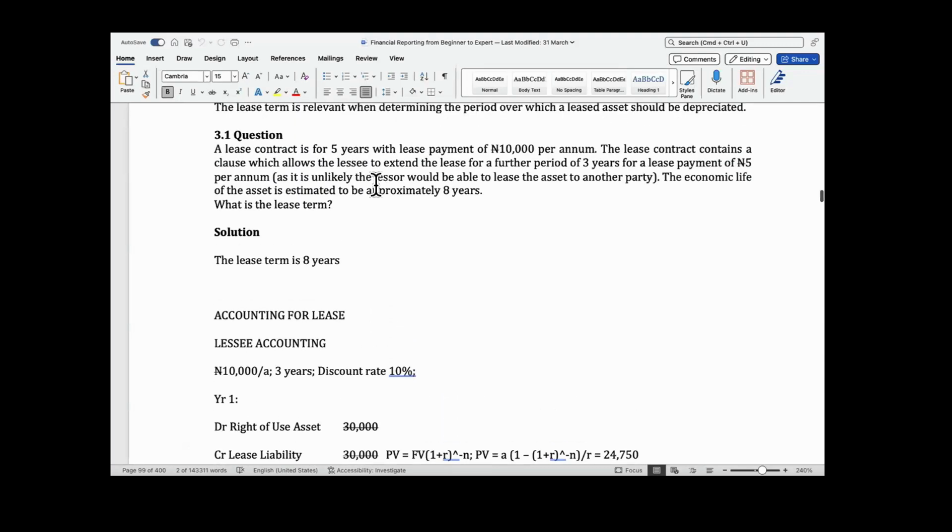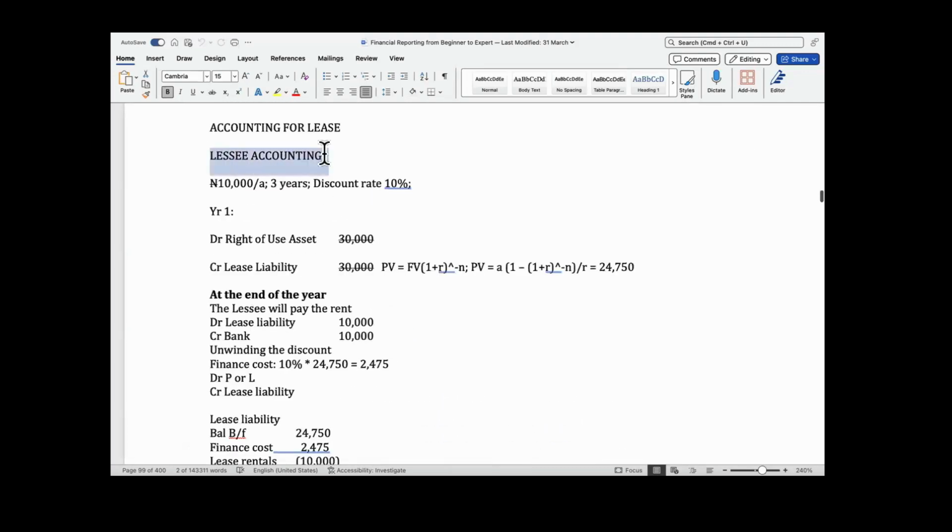Then we went on to lessee accounting. I told you that for the lessee, at the commencement date, will recognize right of use assets and a lease liability. And I told you that it's going to measure these two at the present value of unpaid lease rentals.